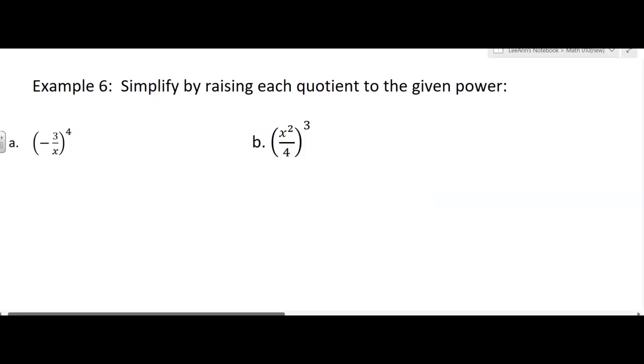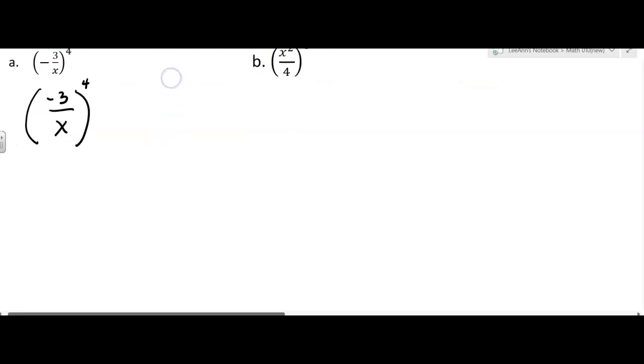Okay, now this first one's already different. It's negative, right? Okay, so you can treat this a couple different ways. I'm going to make it negative 3 over x to the 4th power. So then what that means is I'm going to have to take the negative 3 and raise it to the 4th power over x to the 4th power. So what's negative 3 to the 4th power? Well, it's going to be positive because you have an even number of negative signs. And 3 times 3 times 3 times 3 is 81.